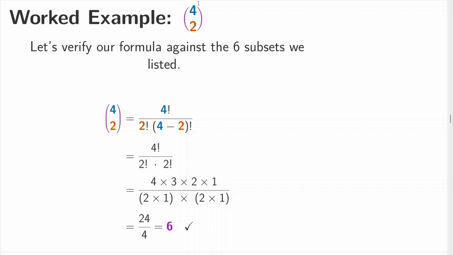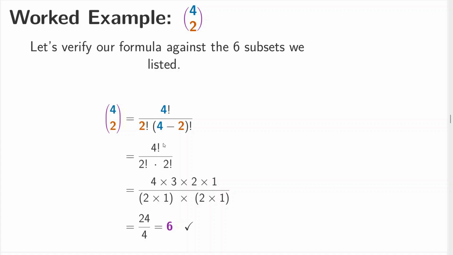Let us verify our new math against the simple example of 4 choose 2, which we listed out manually at the very beginning. Plugging our numbers into the formula, we get 4 factorial on the top numerator. On the bottom denominator, we have 2 factorial multiplied by the quantity of 4 minus 2 factorial. This simplifies down to 4 factorial divided by 2 factorial times 2 factorial.